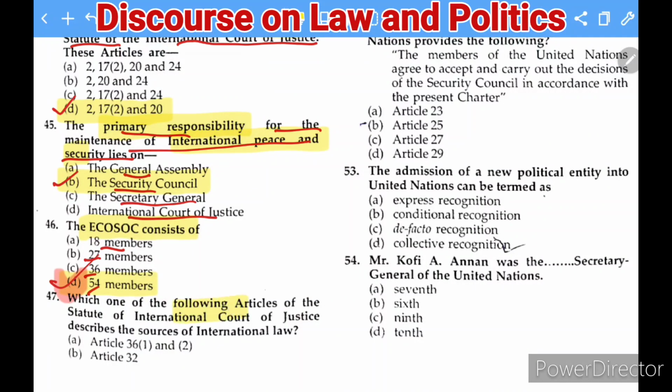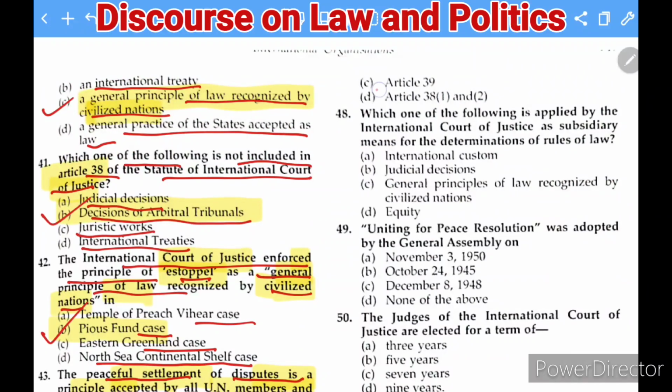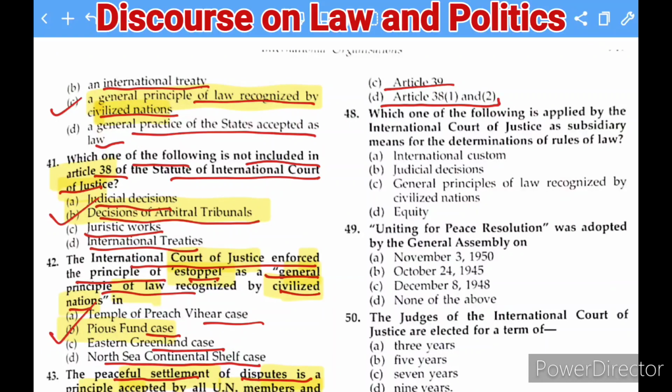Which one of the following articles of the Statute of International Court of Justice describes the sources of international law? The options given are Article 36 clause 1 and clause 2, Article 32, Article 39, and Article 38 clause 1 and clause 2. We have already discussed this question, so you all know the answer. Which article talks about the sources? The right answer is Article 38 clause 1 and clause 2.